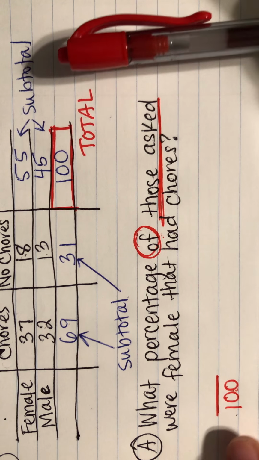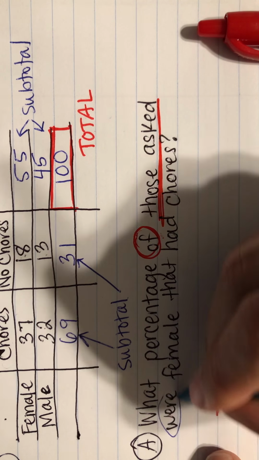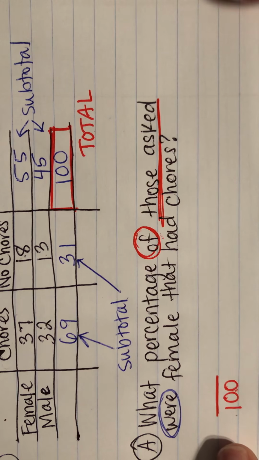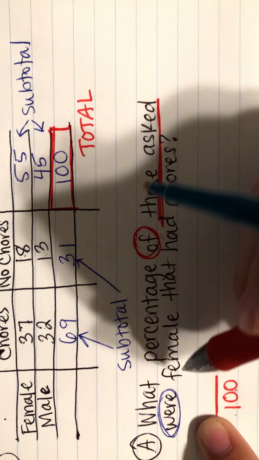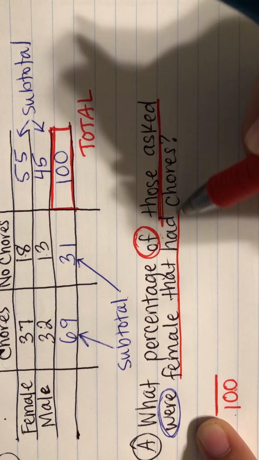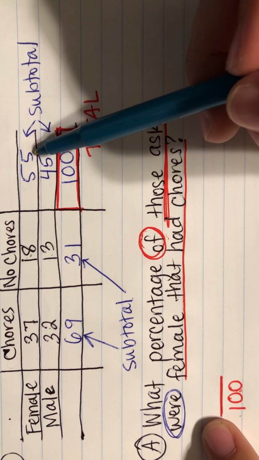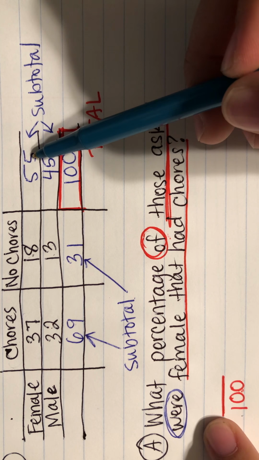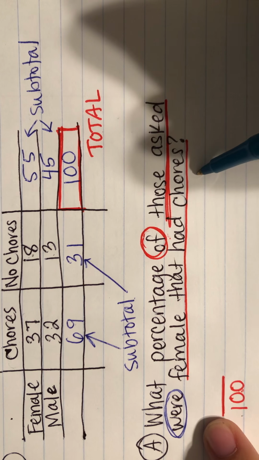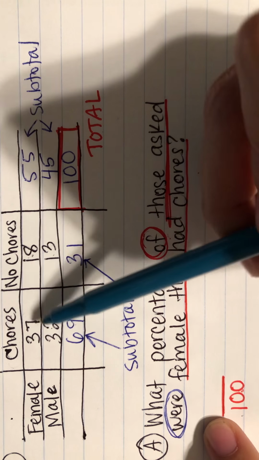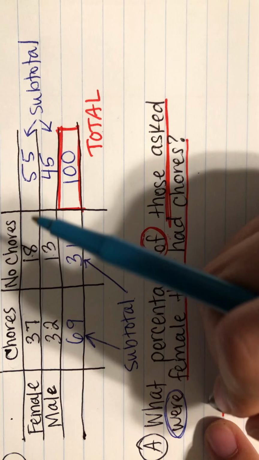After that, the word "were" is a clue as to what the number on top of the fraction is going to be. So here we had female that had chores. Now we have a total of 55 female, but I don't want the 55 because I only want the females that did have chores. So in this case, I'm only looking for the 37. That number is going to go on top.